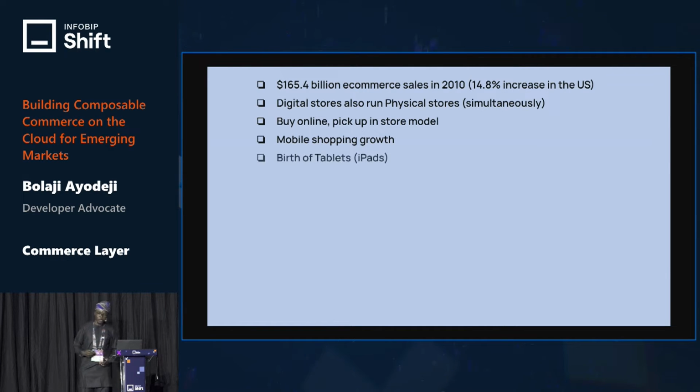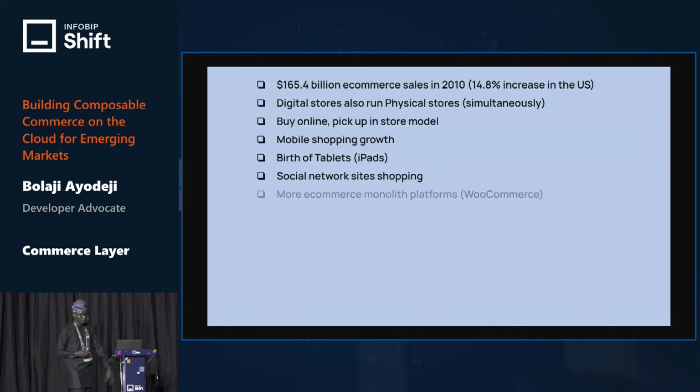And then mobile shopping grew, iPads came into play, and they were a huge competitor for mobile phones, but they didn't really win. Most customers still prefer to shop on mobile phones. And then it was possible to shop on social networking sites like Reddit and Pinterest and the rest. And then more e-commerce monolith platforms came into the game, like WooCommerce and the rest.